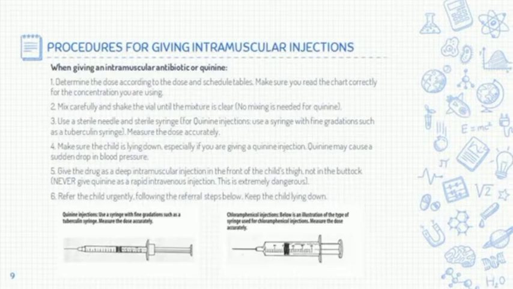severe jaundice. Here are the procedures for giving intramuscular injections. First, determine the dose according to the dose and schedule tables. Make sure you read the chart correctly for the concentration you are using. Then mix carefully and shake the vial until the mixture is clear. For quinine, no mixing is needed.